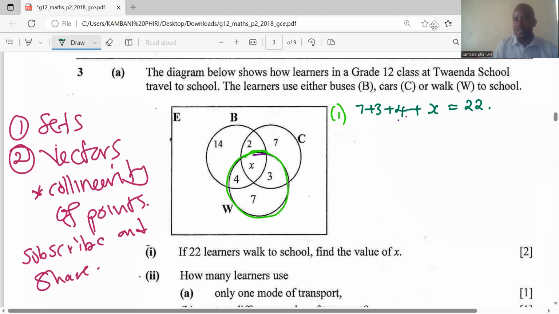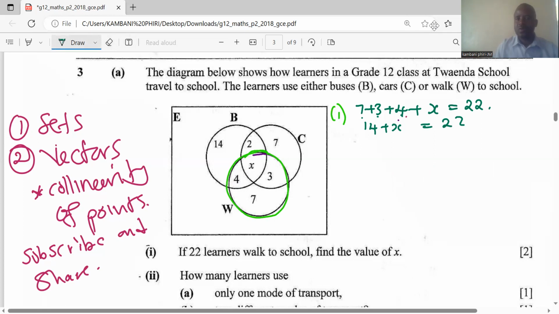Now, what is x? So we can first add this. 7 plus 3 will be 10. 10 plus 4 will be 14. So I have 14 plus x is equal to 22. If you remember in primary school, we would say 14 plus box is equal to 22. Then you ask, what is in the box? But now we can't continue using that. That is why now we use the concept of algebra.